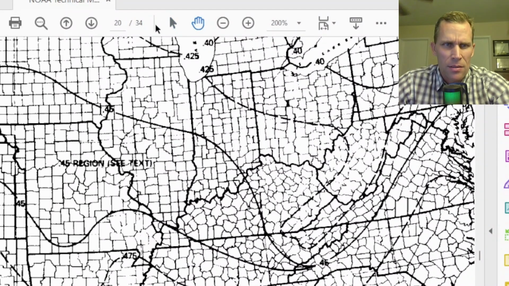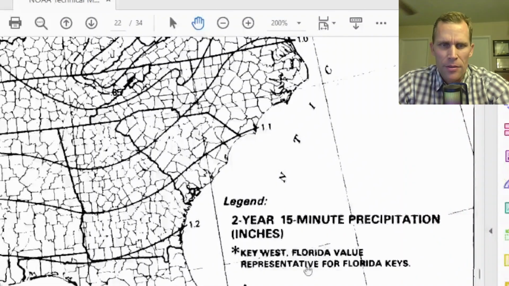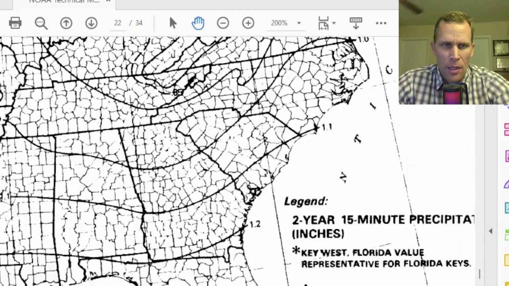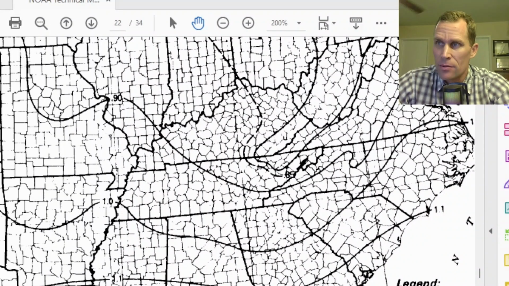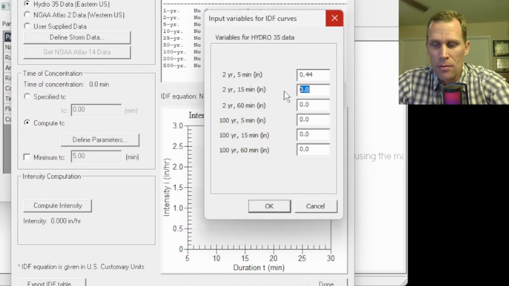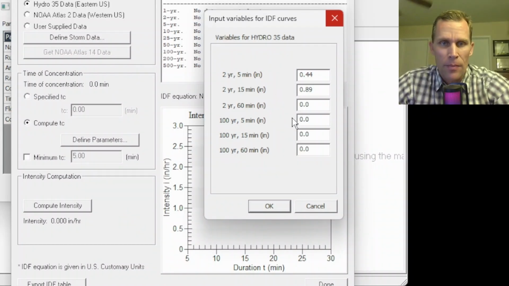Okay, next is 2-year, 15-minute. I have written down in my notes, this is a couple pages down. So, yep, here it is. 2-year, 15-minute precipitation. Okay, so I'm going to find my location of interest once again. It's right about here. 0.90 inches of precipitation is right here. This line right here is 1.0, so then further north would be a little bit less, like 0.8, but it's really close to 0.9. So I'm just going to estimate 0.89, and that's inches for the 2-year, 15-minute storm event, 0.89 inches. Okay, so I'm going to continue that process with the remaining 4 precipitation depths that are required.